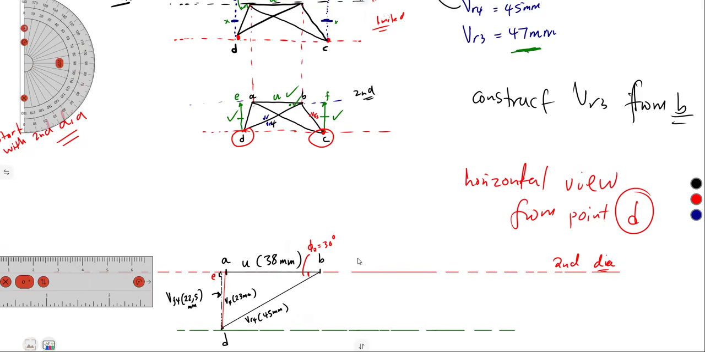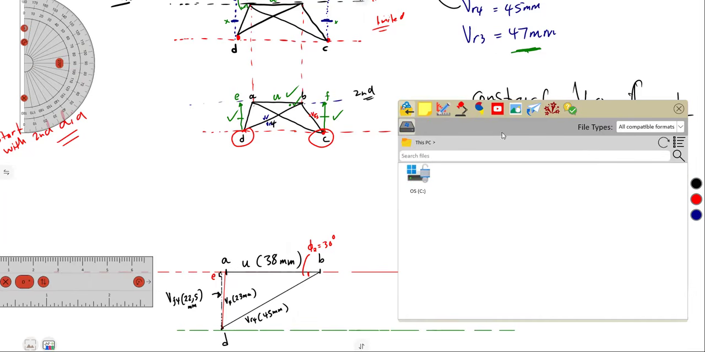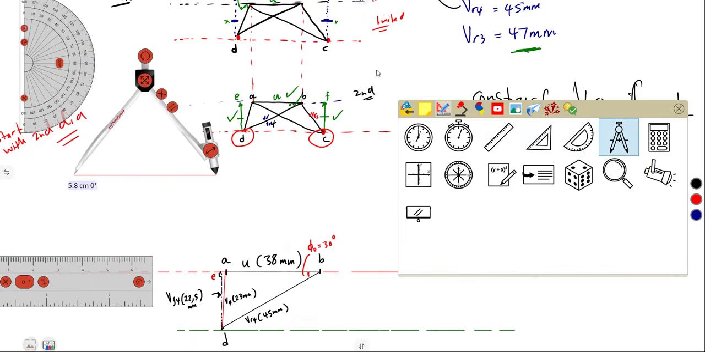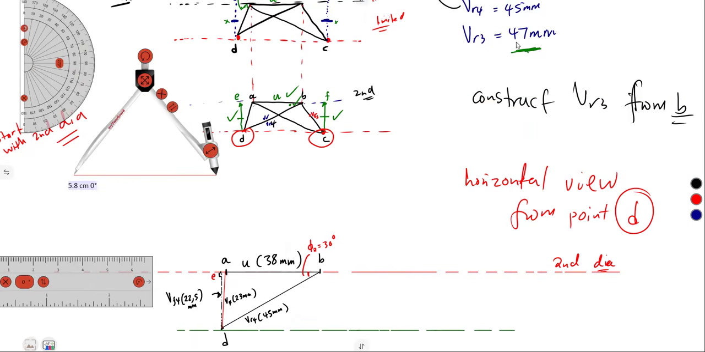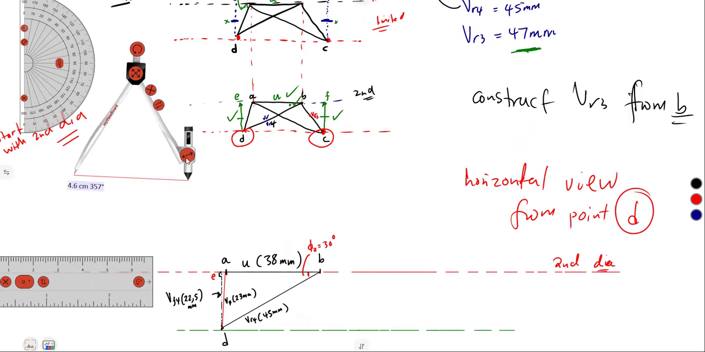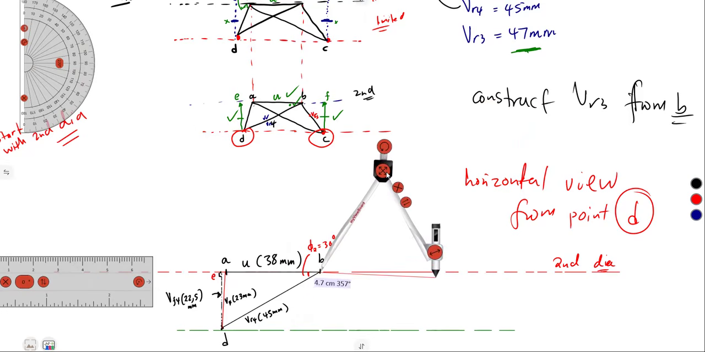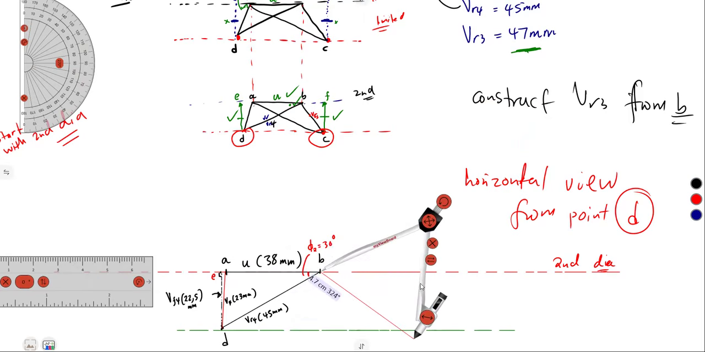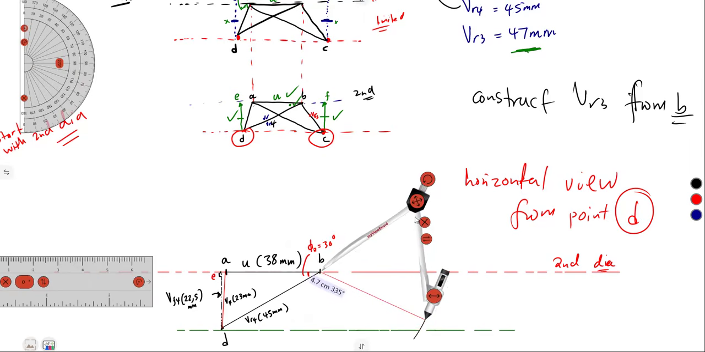So I simply have to construct that VR3 from point B, 47 millimeters. So you measure, that is where you're going to take that compass, then you use it. You measure this 47 millimeters, which is like 4,7 centimeters. From point B, you construct an arc, you mark an arc on that horizontal view, like this. So it must be 47.